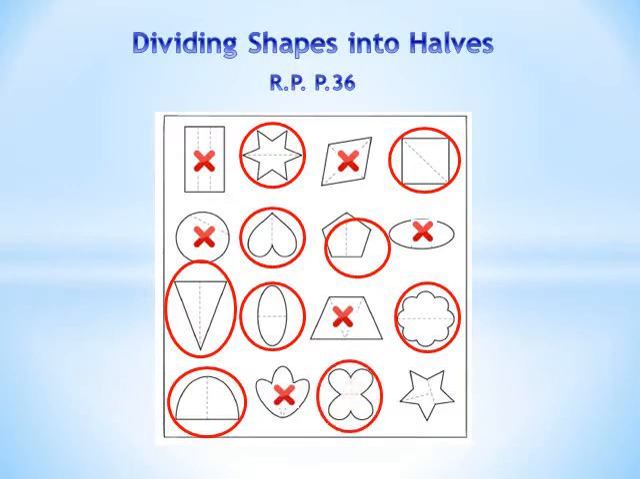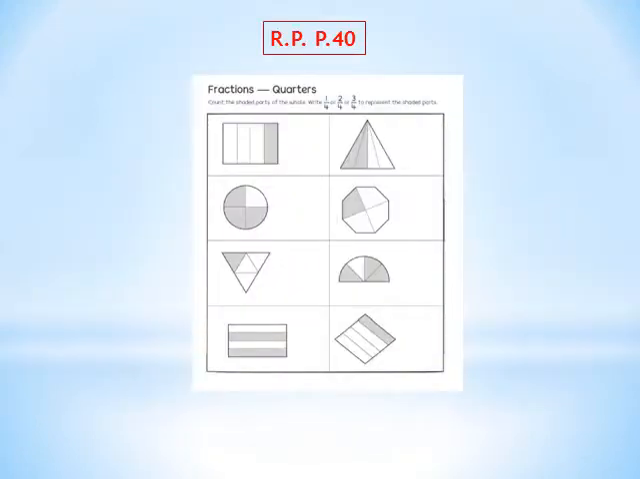2 equal halves. I will circle it. And this star, it's divided into 3 parts, not 2, so I will cross it out. Let's solve together. Resource pack, page 40.